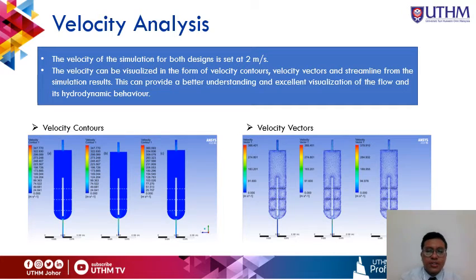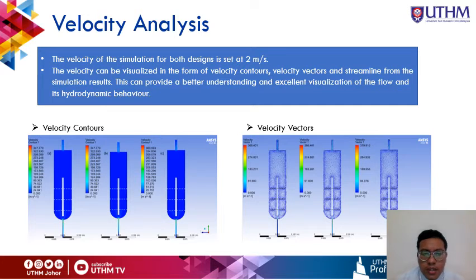Next, moving on to the velocity analysis. The velocity analysis includes the velocity contours and the velocity vectors. As I have said before, the velocity at the inlet is set at 2 meter per second. And firstly, I will review the velocity contours. The velocity contours show the magnitude of the velocity that occurred inside the bubble column reactor. And similar with the flow pattern, higher reaction temperature yields higher velocity magnitude.